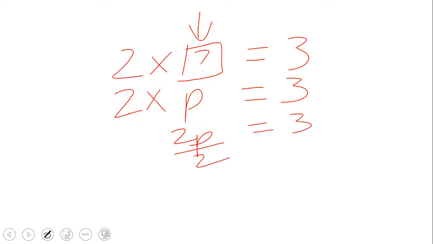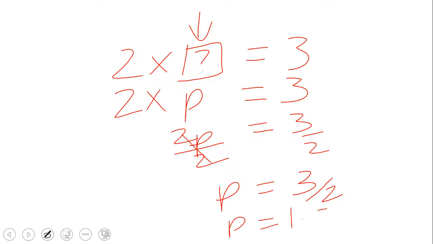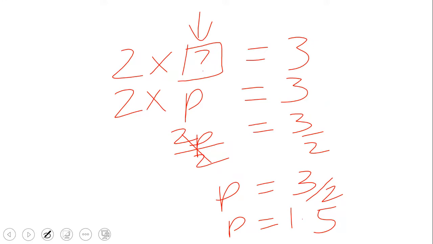Divide both sides by 2. And so we have that P equals 3 over 2. So if we multiply 2 by 3 over 2, and 3 over 2 is simply 1.5, the answer is 3.